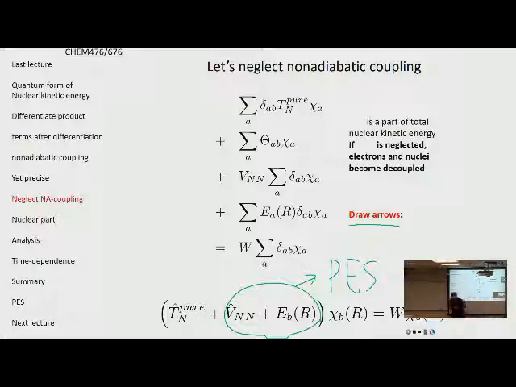So the potential energy surface is not only nuclear repulsion because of Coulombic repulsion, but it also includes a part that originates from all forms of electronic interactions, right?